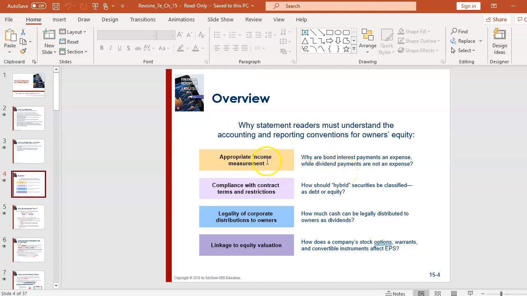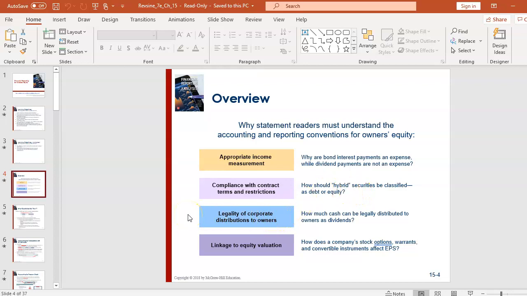So, keep in mind net income, as we all know, makes owner's equity go up. And it mentions here, why are bond interest payments an expense while dividend payments are not an expense? Well, that's a good question, right? Because one's debt and one's equity, that would be part of that. Compliance with contract terms and restrictions. We'll talk about what a hybrid security is, if it should be classified as debt versus equity. That came up in the previous chapter a little bit also.